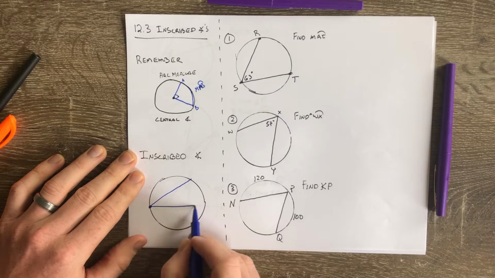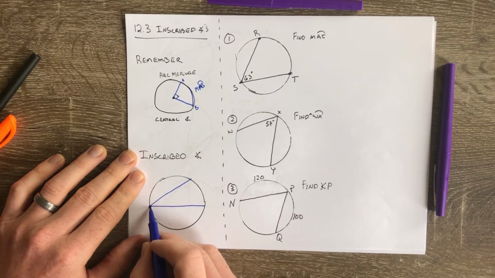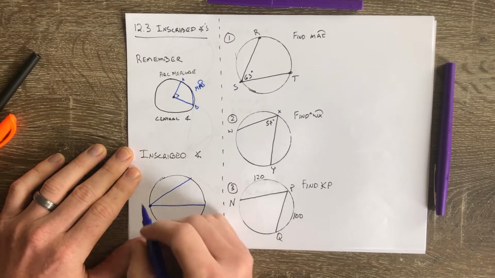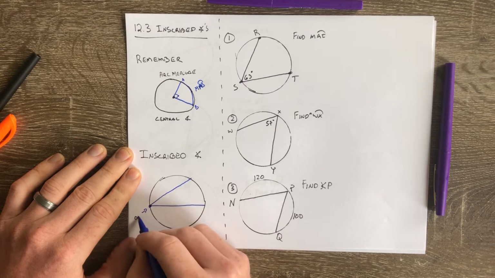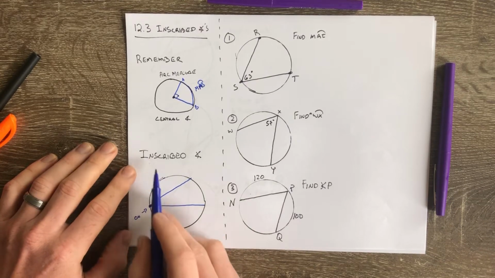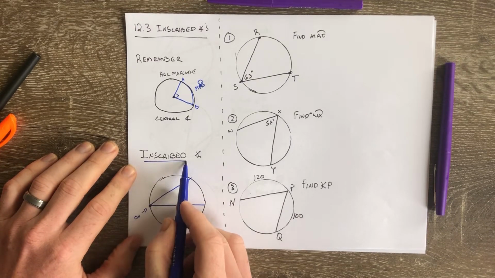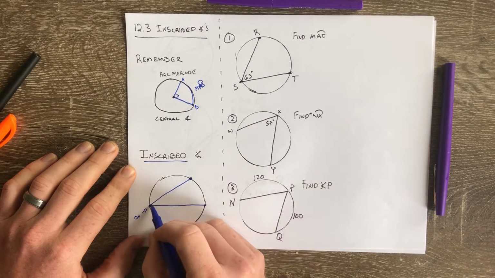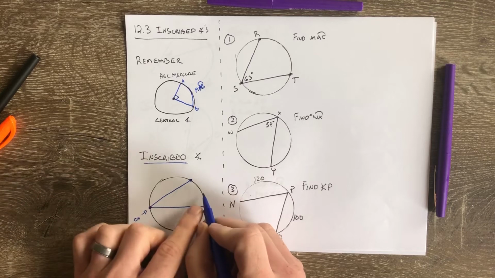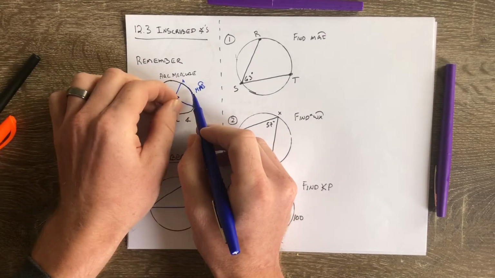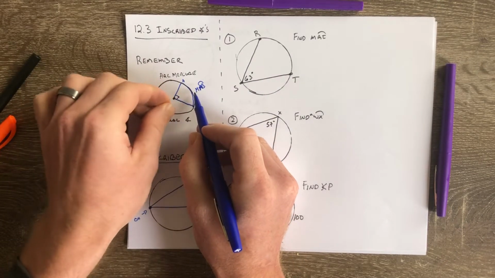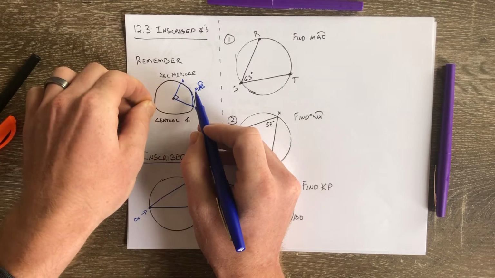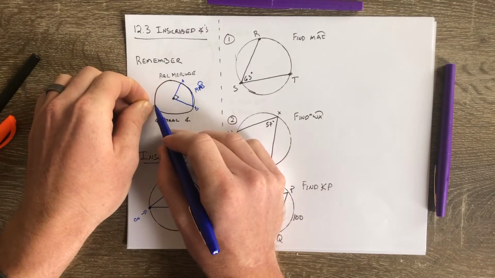So what we're going to do now is, instead of anchoring the vertex in the center of the circle, we're going to anchor the vertex on the circle. So this is going to be on the circle now. And when it's on the circle, it's called an inscribed angle. So pretty much, the angle now is no longer the same as the arc.